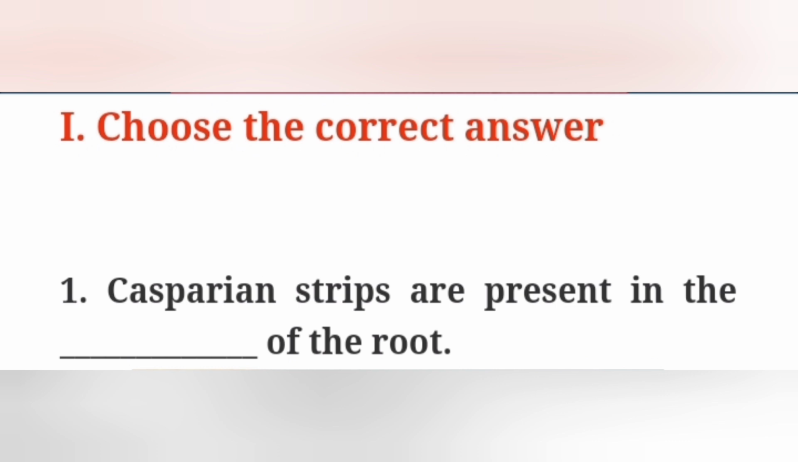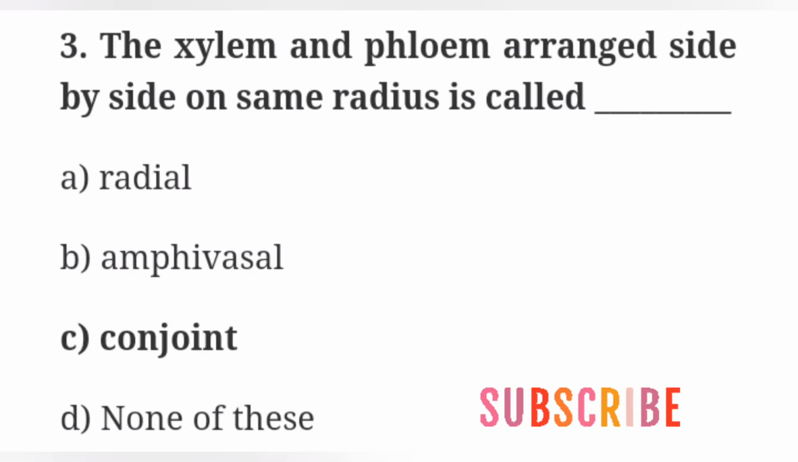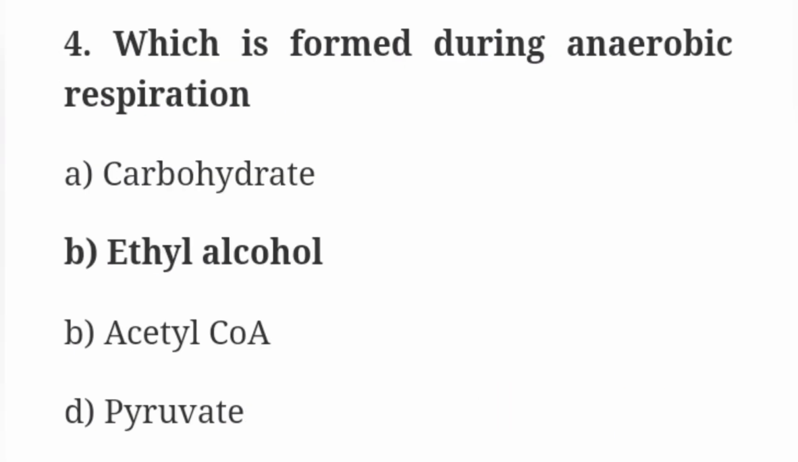First one, Casparian strips are present in the dash of the root. Option D, answer: endodermis. Second one, the endarch condition is the characteristic feature of, option B, answer: stem. Third one, the xylem and phloem arranged side by side on the same radius is called dash. Option C, conjoint. Fourth one, which is formed during anaerobic respiration? Option B, answer: ethyl alcohol.